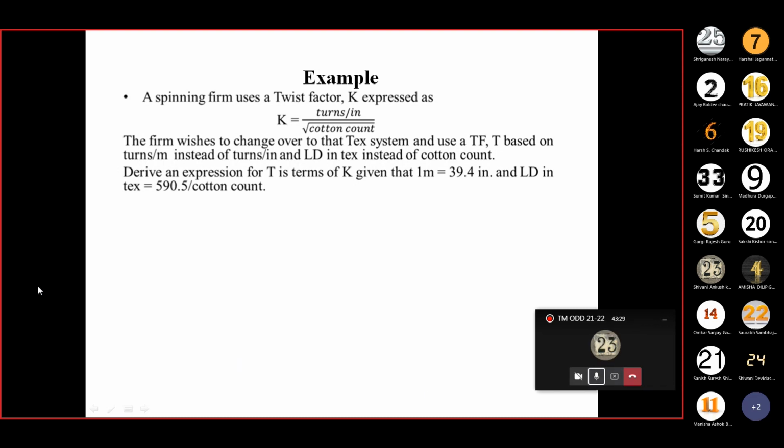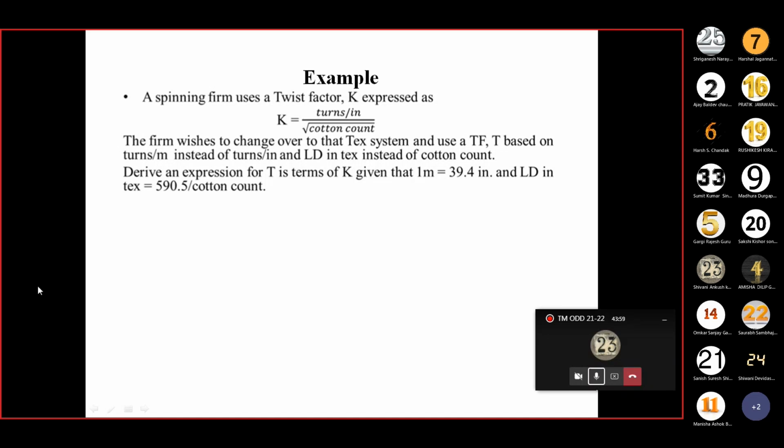Okay. Everyone written this example? Hello? Please try to reply fast. Everyone written this example? Yes, sir. Okay. So what is the example?